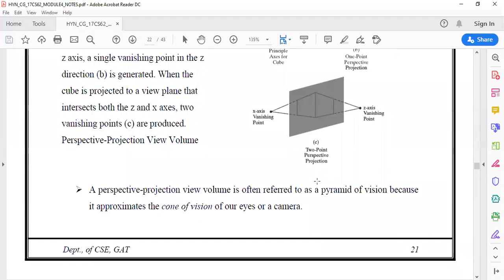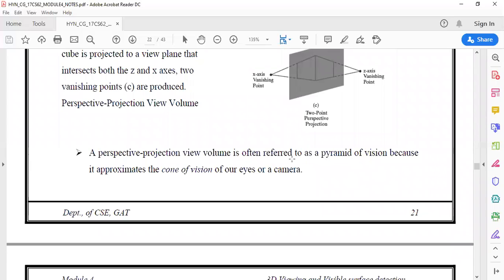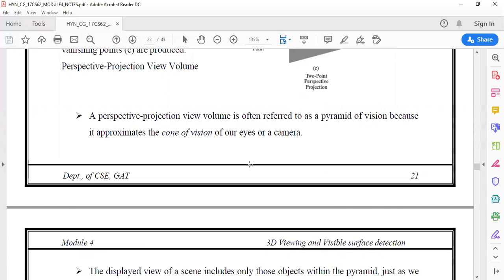A perspective projection view volume is often referred to as the pyramid of vision because it approximates the cone of vision of our eyes or a camera. Because we are seeing an object from our eye, whatever we want to see, we are seeing from our eye. So if this is an eye and I want to see this object, it forms a cone of vision. So this looks like a cone, and we say the cone of vision is formed.